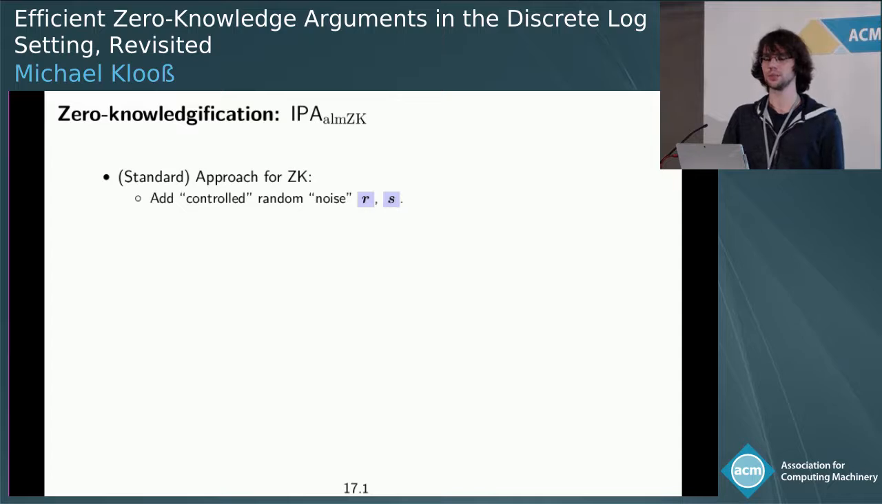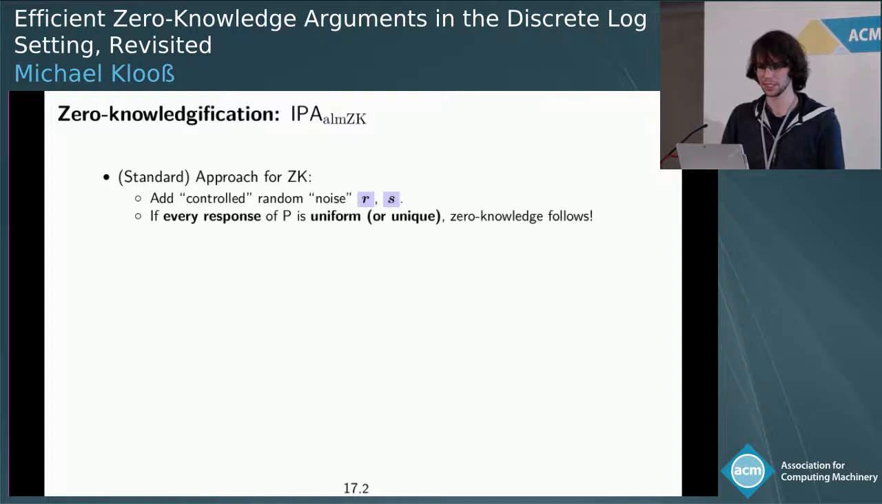So let's now have a look at how we turn our zero knowledge argument, our inner product argument, into a zero knowledge inner product argument. And the standard approach is we just add randomness. And this randomness is somewhat controlled. And since we have a logarithmic number of rounds, I'm skipping ahead. So what we need is that every response of the prover looks completely uniformly random to the verifier. Then we basically get zero knowledge for free.